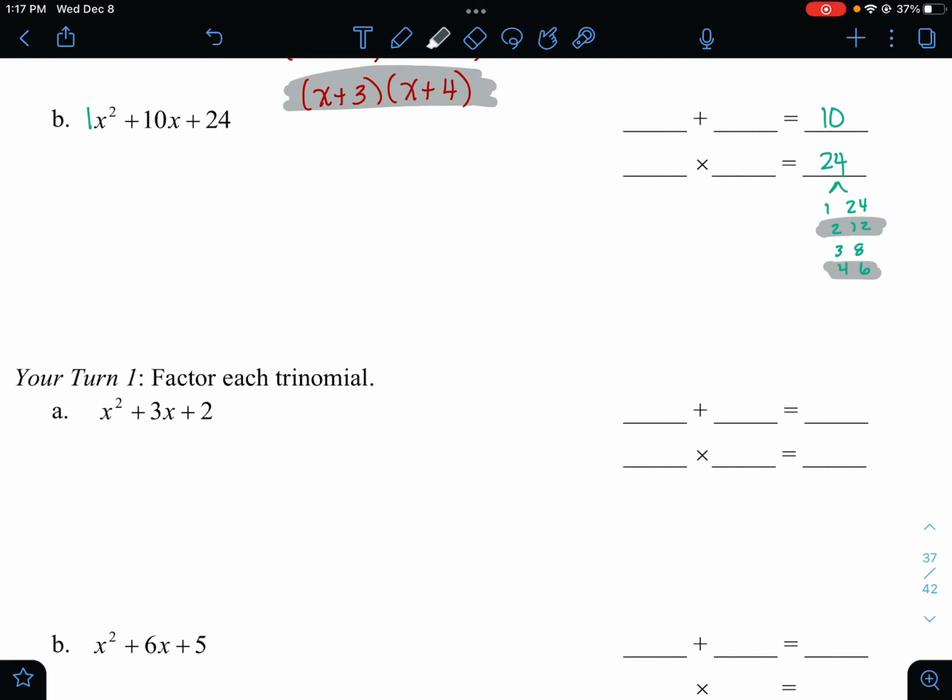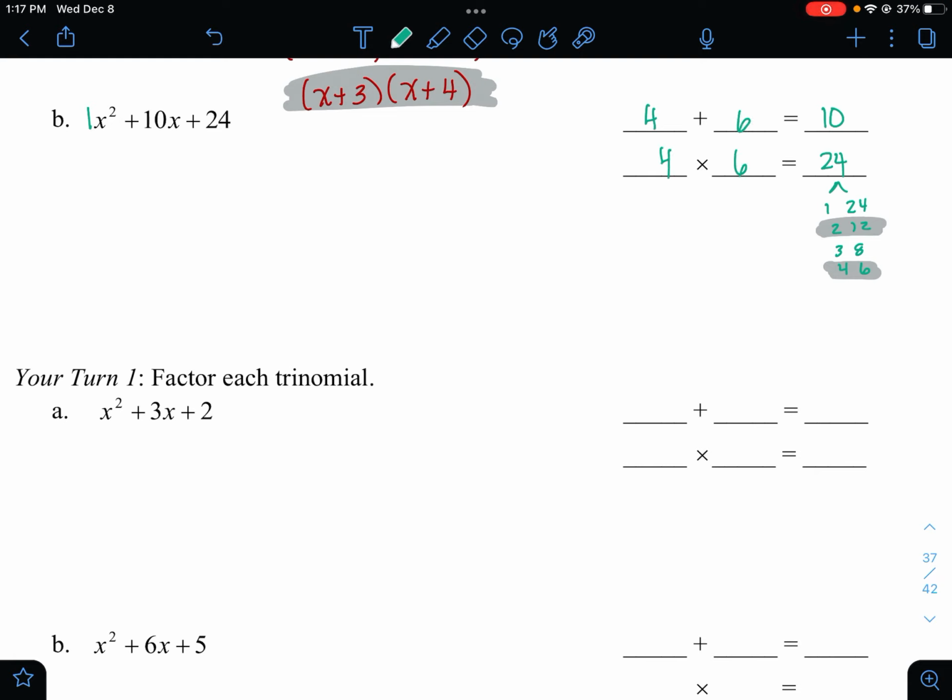So let's think about it. If I do 12 minus 2, I'm going to write this up here. 12 and a minus 2. I do get a positive 10, but I get a negative 24. So that one doesn't work. So 12 and negative 2 do not work. Okay? So that means 4 and 6.